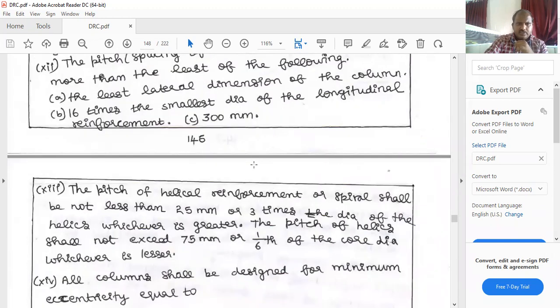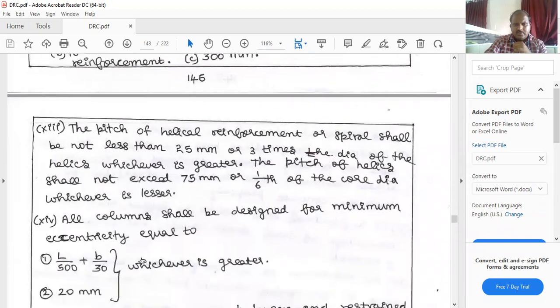The next condition: the pitch of the helical reinforcement or spiral shall be not less than 25 mm or 3 times the diameter of the helical, whichever is greater. The pitch of the helical shall not exceed 75 mm or 1/6 of the core diameter, whichever is lesser.